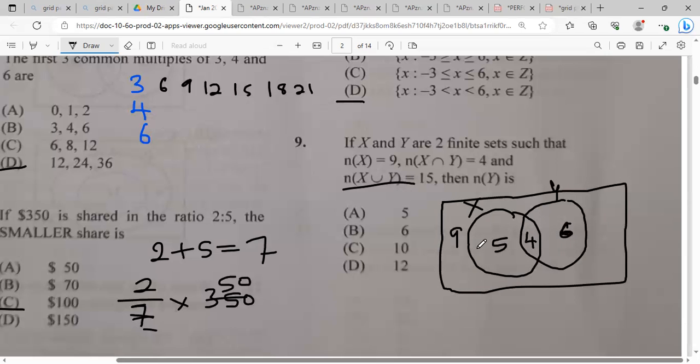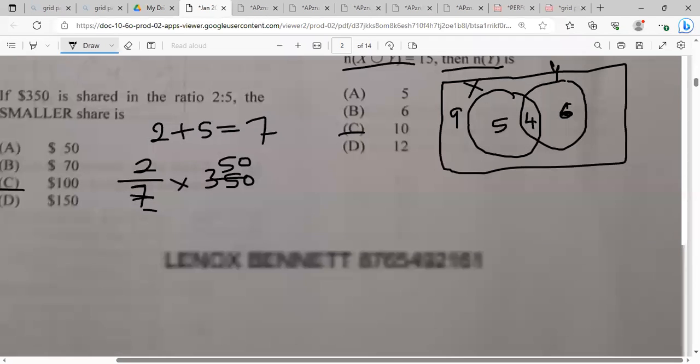All right, if we get the 15, 5 and 9, 5 and 4 is 9, and that's 15, right? So it should have been 10. I'll go with 10. They didn't say y only, they said the number in y. I think they want the total. Let me know what you guys think, but that's what I'm thinking.